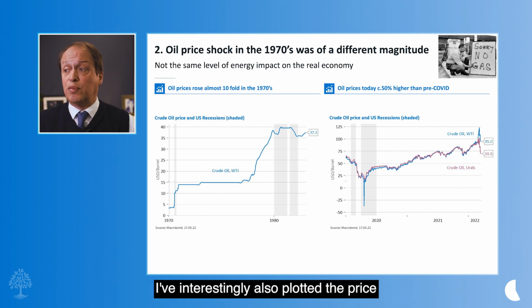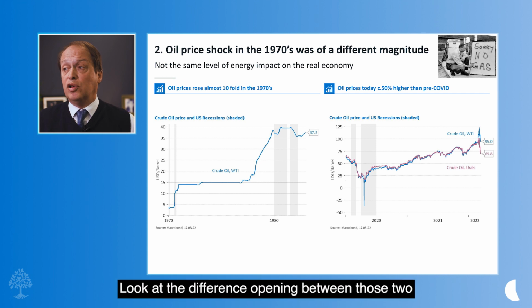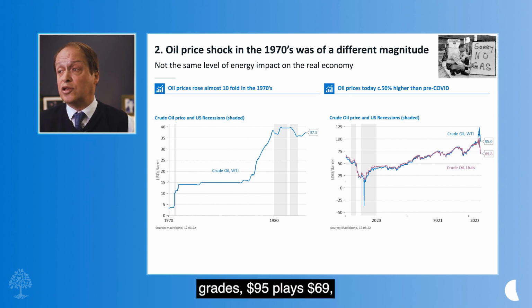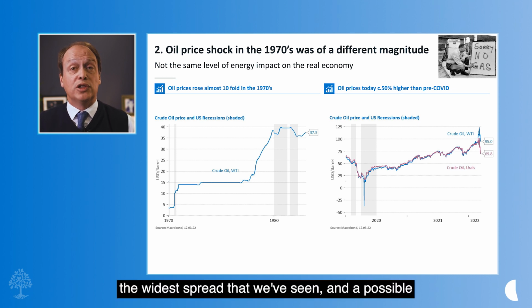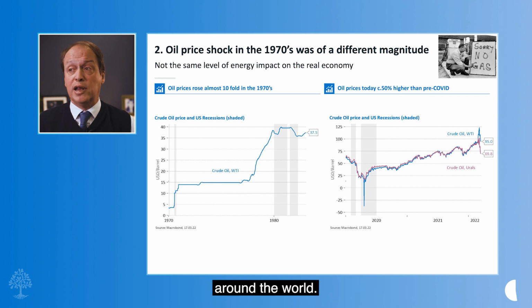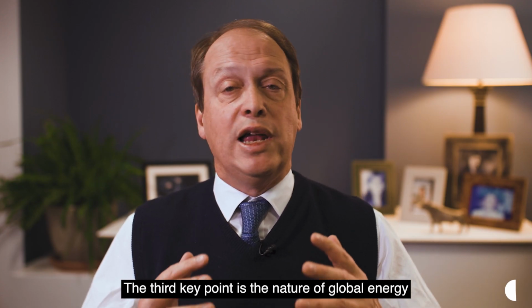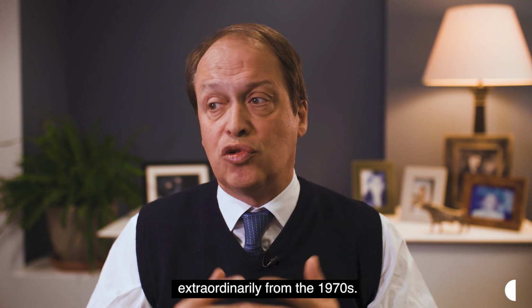I've interestingly also plotted the price of Russian oil, that so-called Urals blend. Look at the difference opening between those 2 grades. $95 versus $69, the widest spread that we've seen, and a possible message that discounted Russian oil will be leaking around the world.